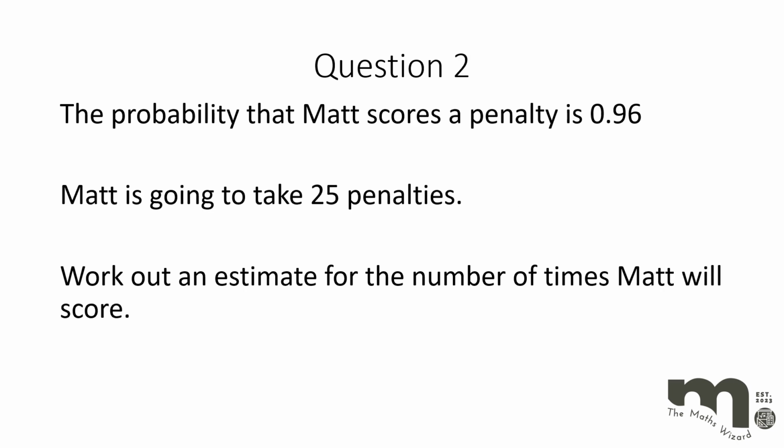Very simple example on this next one. The probability that Matt scores a penalty is 0.96. It's going to take 25. Let's work out an estimate for the number of times he will score. All we've got to do on this one, same as before, take the decimal, multiply it by 25.